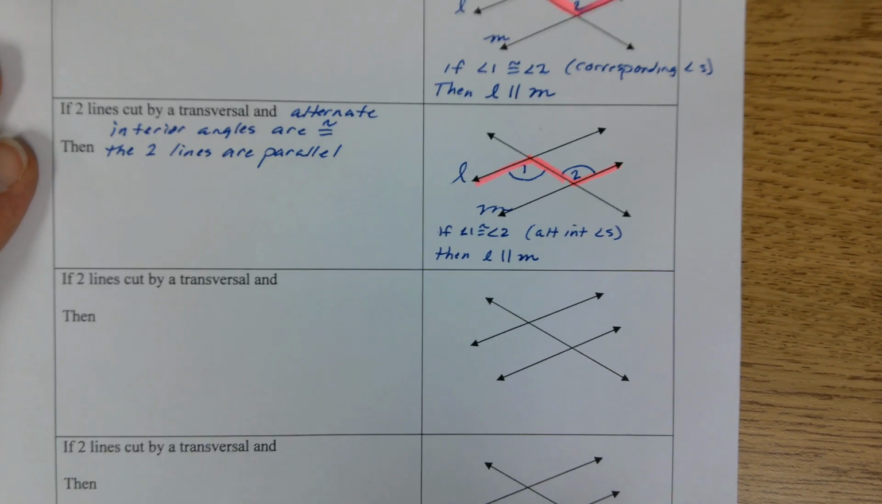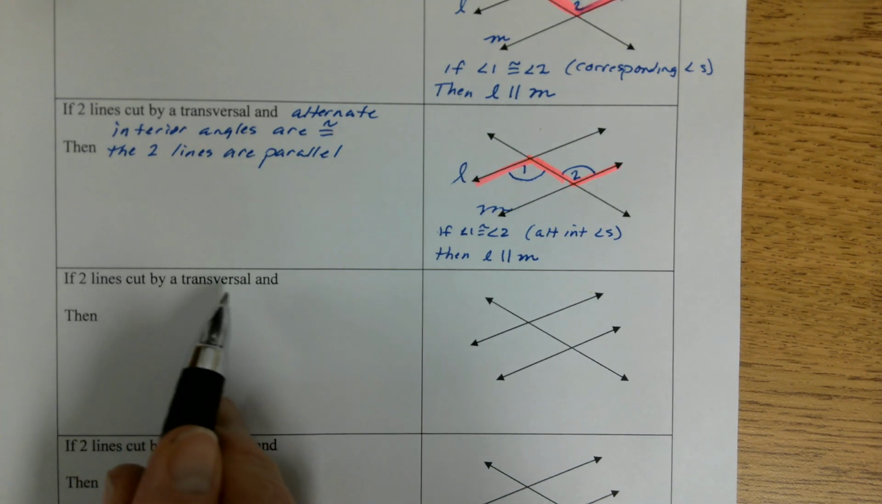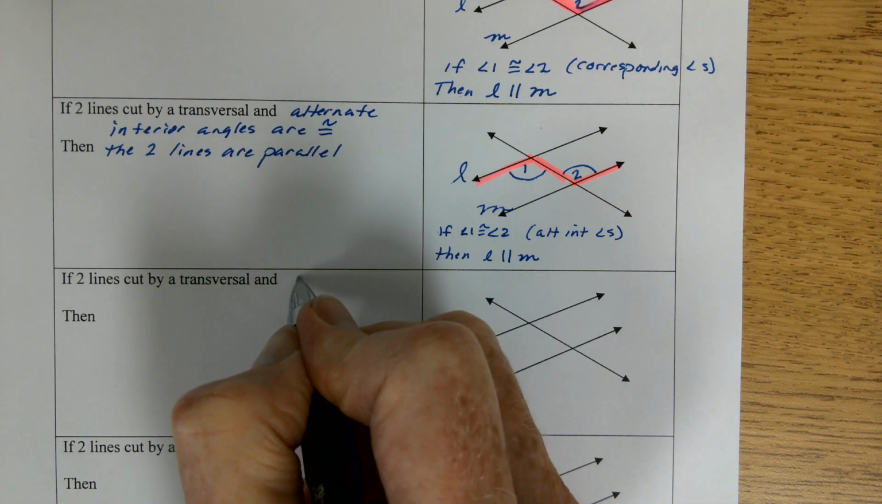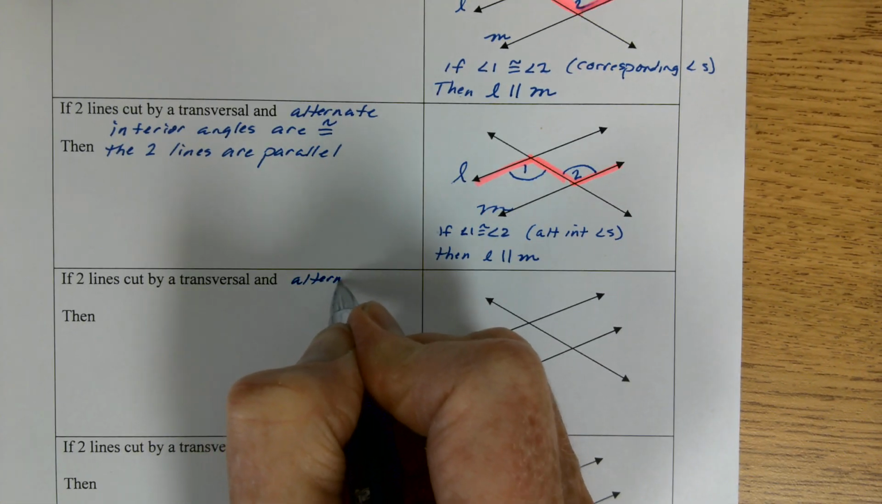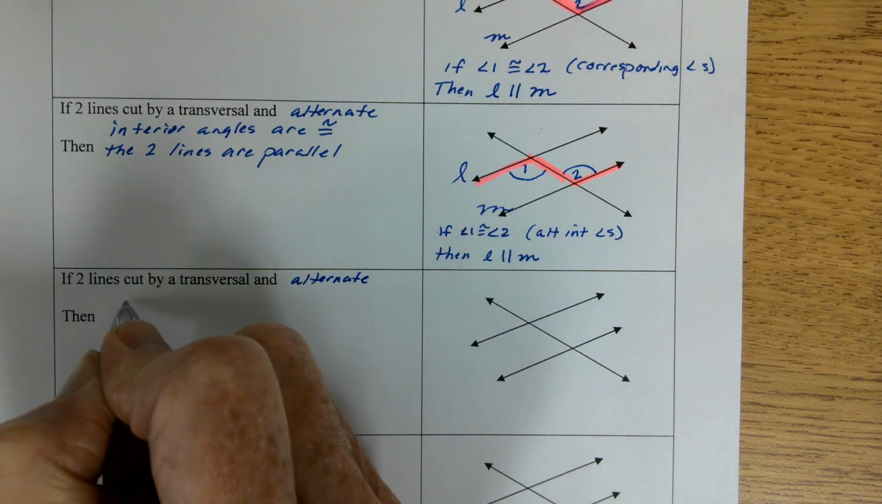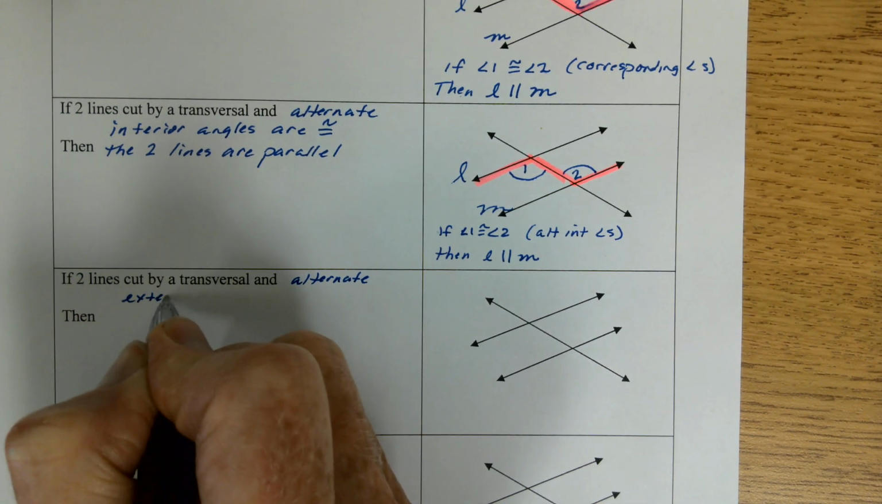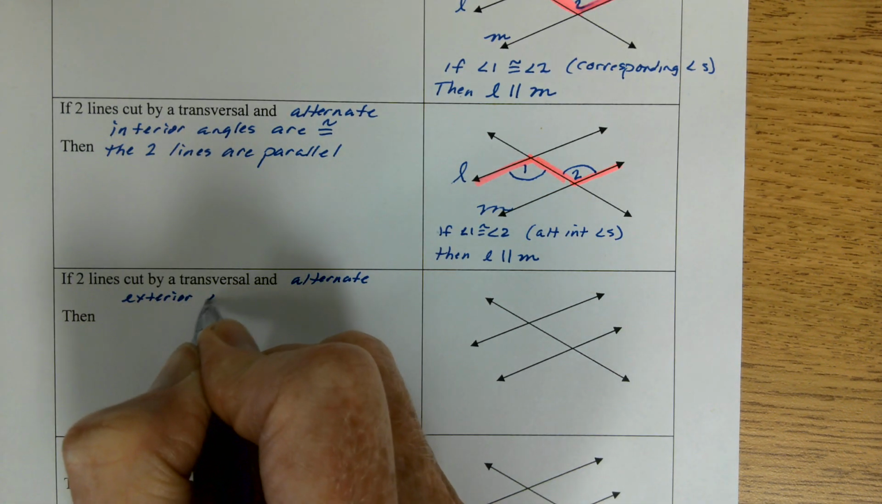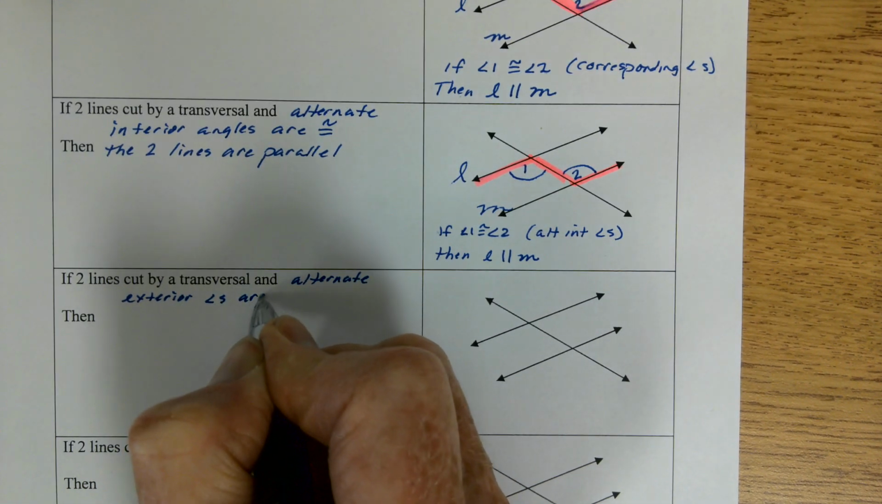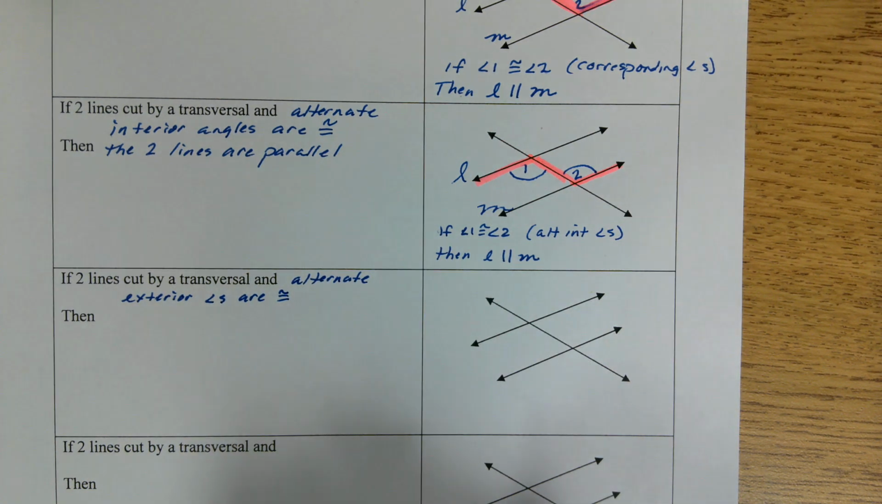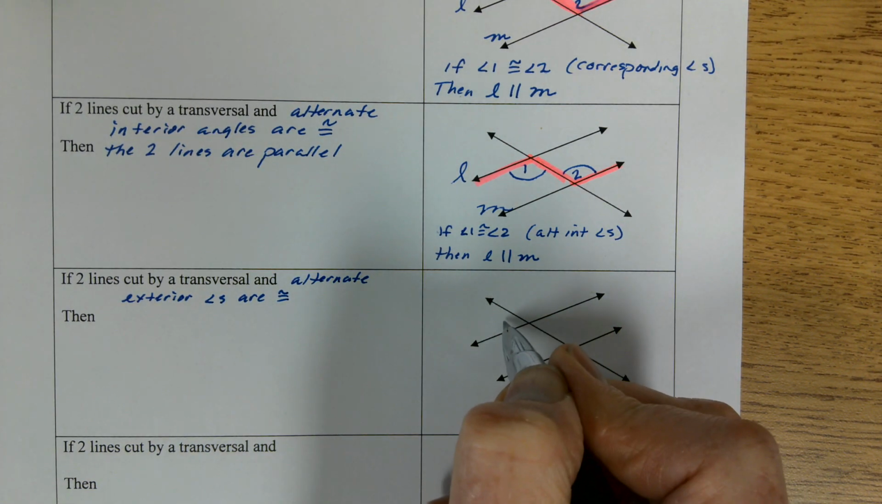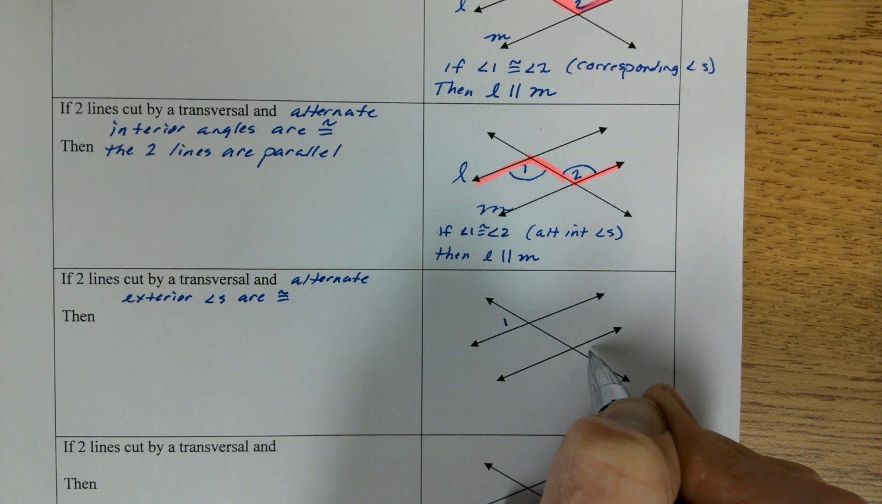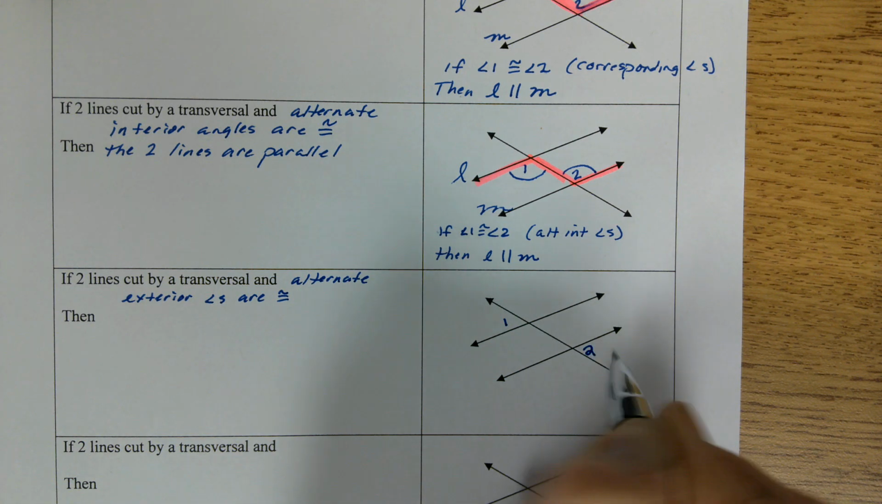Okay, this time we're going to do if two lines are cut by a transversal and alternate exterior angles are congruent. So this alternate exterior, here's one alternate exterior, here's another.